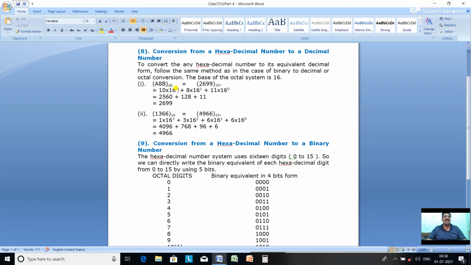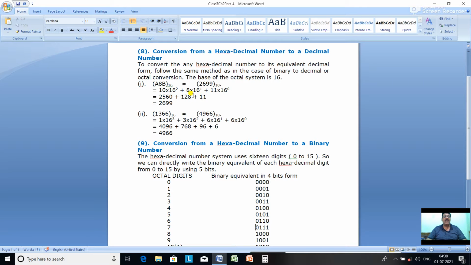Now 10 into 16 square. The 16 square means 16 into 16 comes 256, and 256 into 10. So 256 into 10 comes 2560. The same way 16 power 1 means 16 only. 16 into 8, 128. Now the last one, 11 into 16 power 0. The 16 power 0 means 1, and 1 into 11, 11 only.